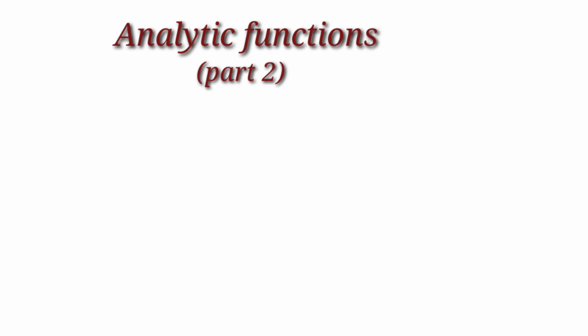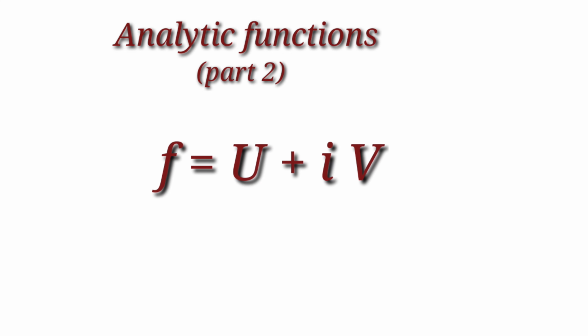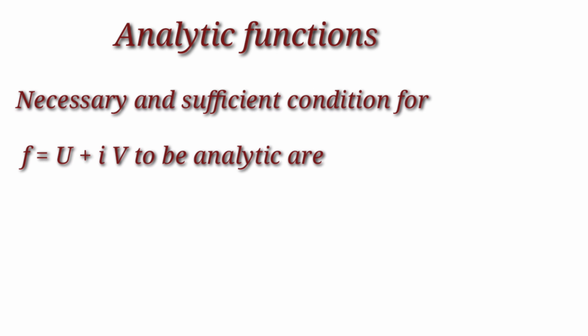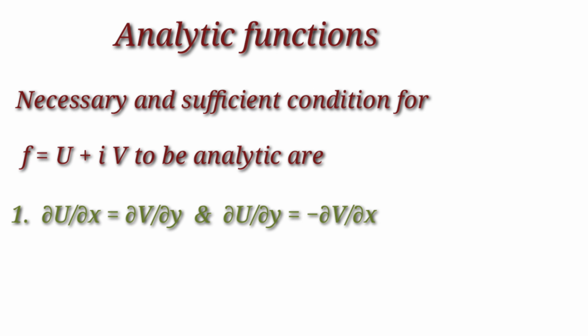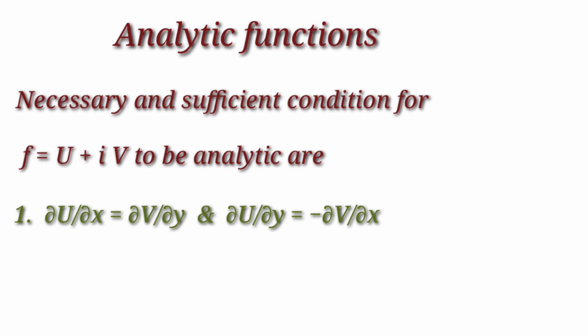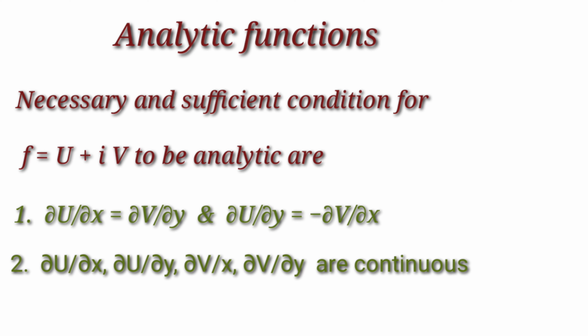We know all complex functions can be expressed in the form f equal to u plus iv. Necessary and sufficient conditions for f equal to u plus iv to be analytic are: Condition number 1, ∂u/∂x is equal to ∂v/∂y and ∂u/∂y is equal to minus ∂v/∂x. Number 2, the partial derivatives ∂u/∂x, ∂u/∂y, ∂v/∂x and ∂v/∂y are continuous.